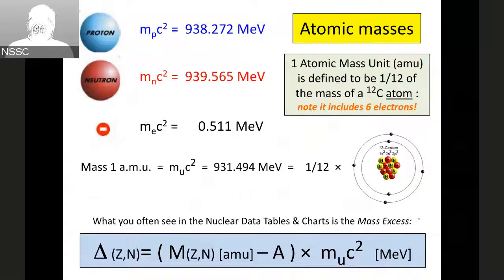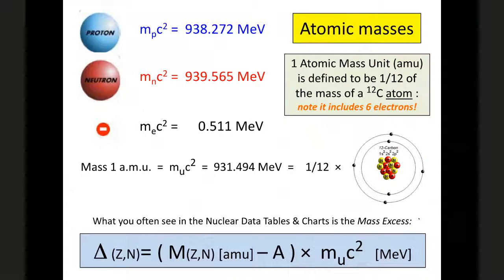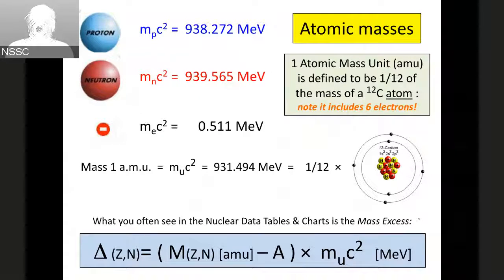Some international union of pure and applied physics said, okay, we'll define, by definition, one atomic mass unit to be 1/12 of the mass of a carbon atom, i.e. with the electrons, which are not entirely negligible, but technically, like that. Definition, triple equal sign.